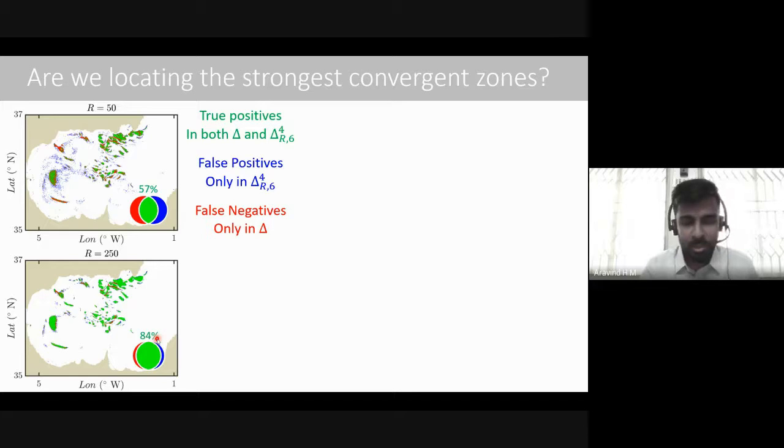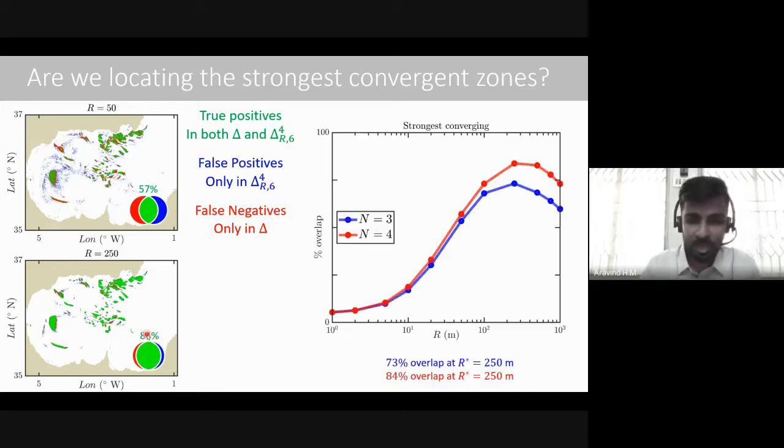Now, you can also ask the question of how this percent overlap varies as a function of deployment radius? That is another skill metric that I can look at. And even when I look at this, for the optimal deployment radius I had identified earlier, which is 250 meters, which I'd seen earlier.